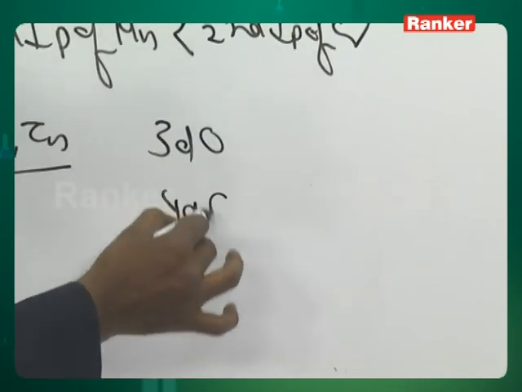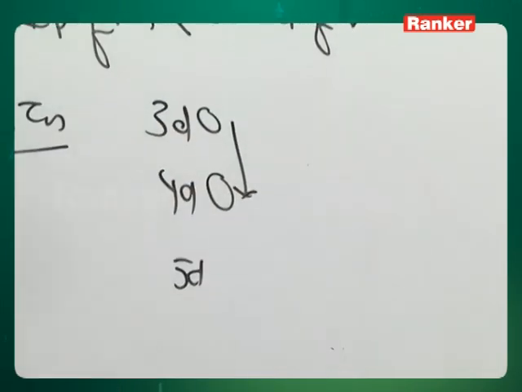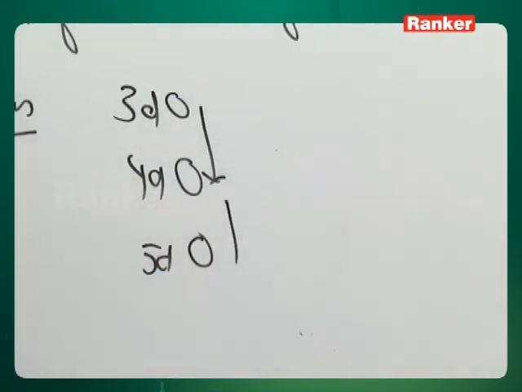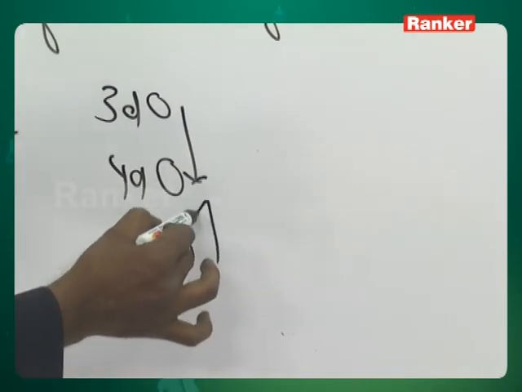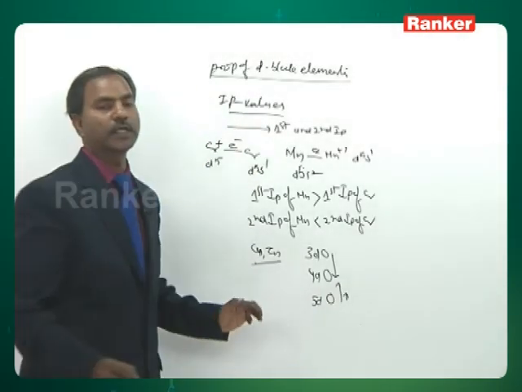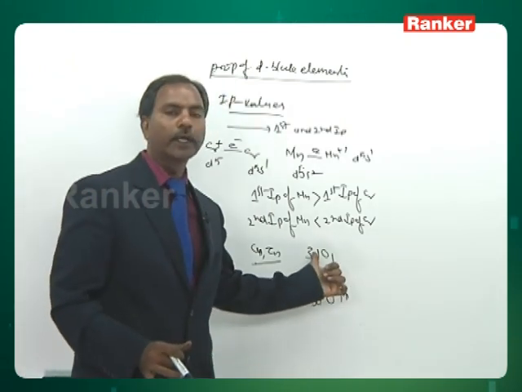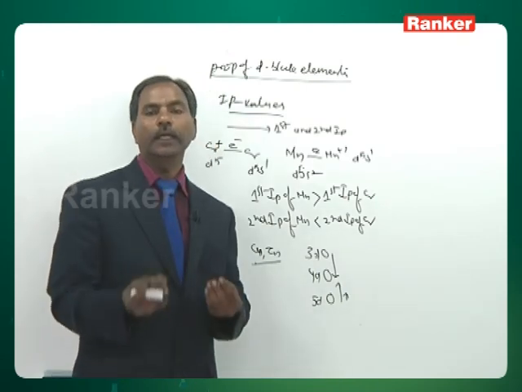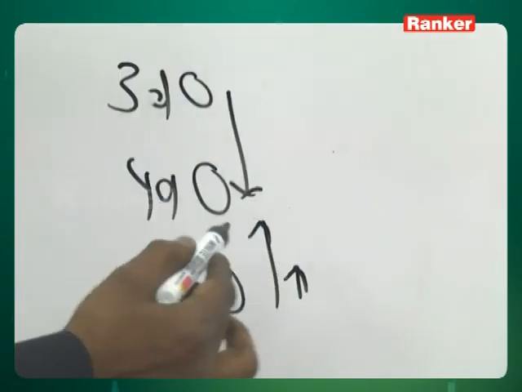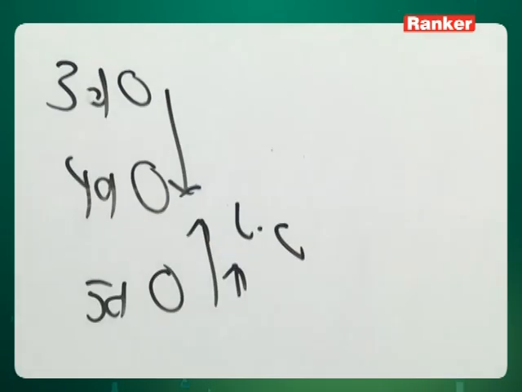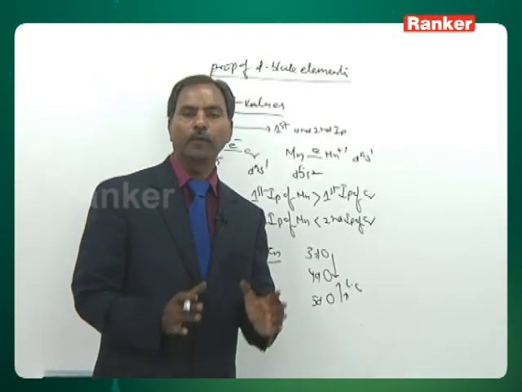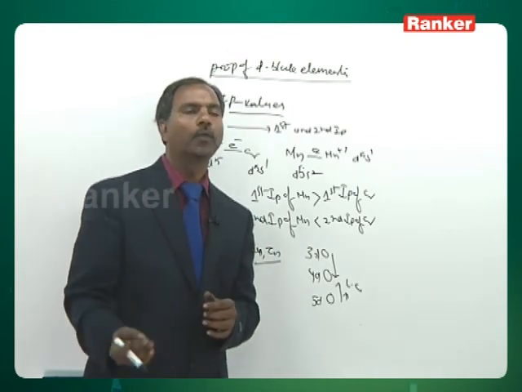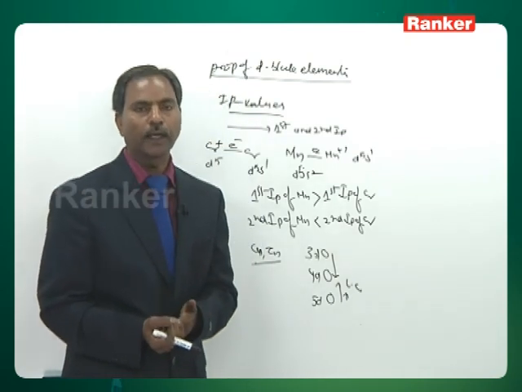Next, consider the 3D series to the 4D series, and the 4D series to the 5D series. From the 3D series to the 4D series, IP values have to decrease, and yes, they are decreasing. But from the 4D series to the 5D series, IP values have to decrease but are not decreasing. The IP values from 4D to 5D show an increase. This is due to the lanthanide contraction effect.